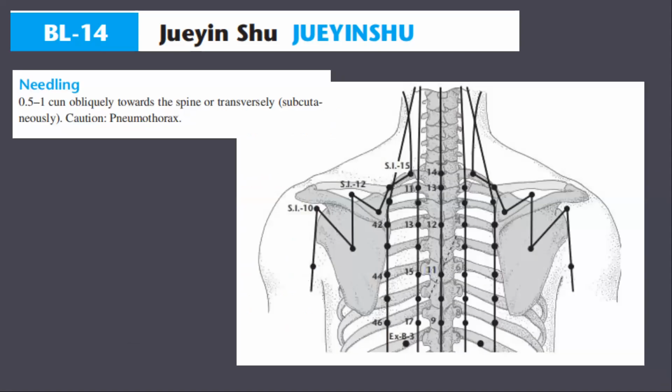For needling, we use 0.5 to 1 cun obliquely towards the spine or transversely subcutaneously. We need to have a caution. Be cautious for the pneumothorax.